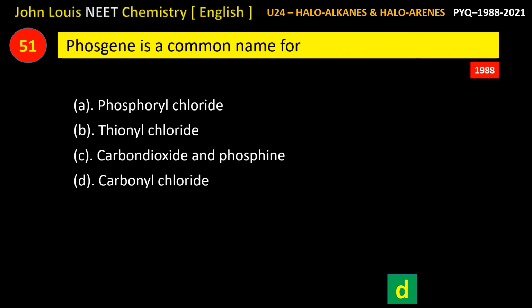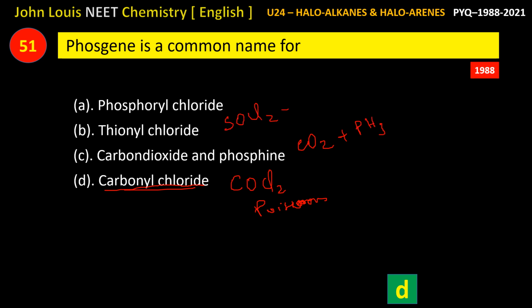See, phosgene is a common name for phosphoryl chloride, thionyl chloride, carbon dioxide and phosphine, or carbonyl chloride. Here our memory is tested. Phosgene is otherwise known as carbonyl chloride, or the commercial name for carbonyl chloride is phosgene. The formula for carbonyl chloride is COCl2, a poisonous gas. Carbon dioxide is CO2, phosphine is PH3, thionyl chloride is SOCl2, and phosphoryl chloride is POCl3.